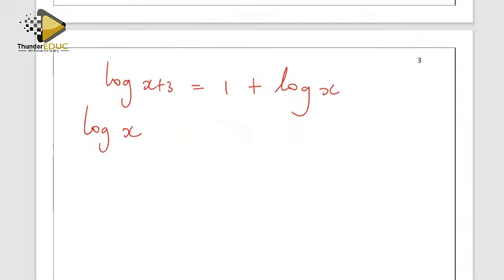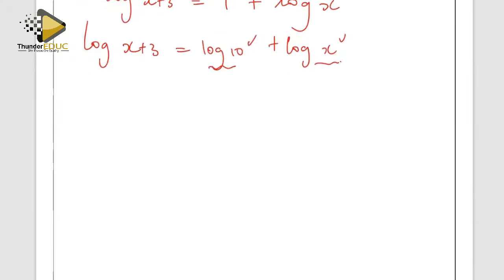So I'll say log x plus 3. I know this will be just a log of 10 base 10. I'm writing it back into the log format. And then this is log x. Then I know that for me to add the logs, I'll have to be multiplying these exponents. Okay, so it's going to be log of x plus 3 is equal to the log of 10x, something like that. Now, since the bases are the same, I can just ignore the logs.